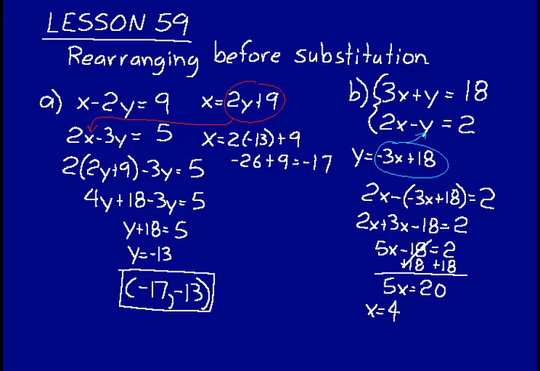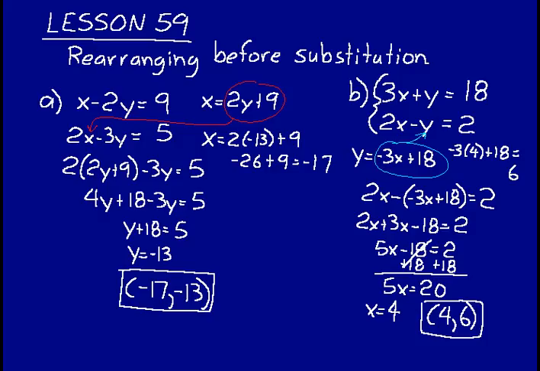Now we need to figure out what y is, so let's go back and substitute it into that original equation that we rearranged. And I'll do this right over to the right of where I have it circled in blue. Minus 3 times 4 plus 18. That would be a minus 12 plus 18, or 6. So y is equal to 6. Let's write our ordered pair, 4, 6.